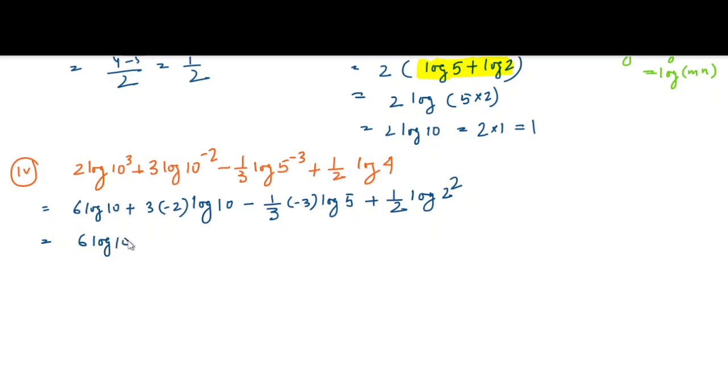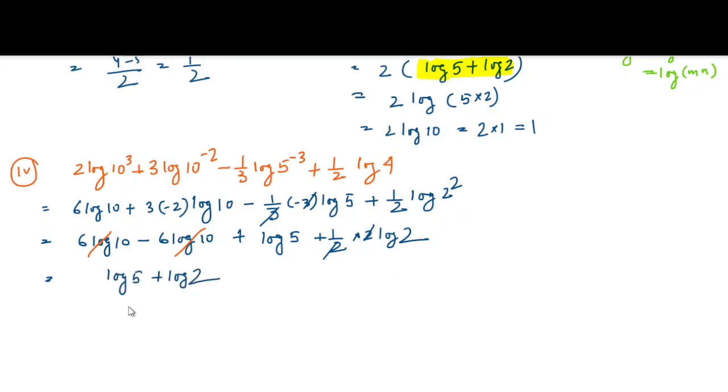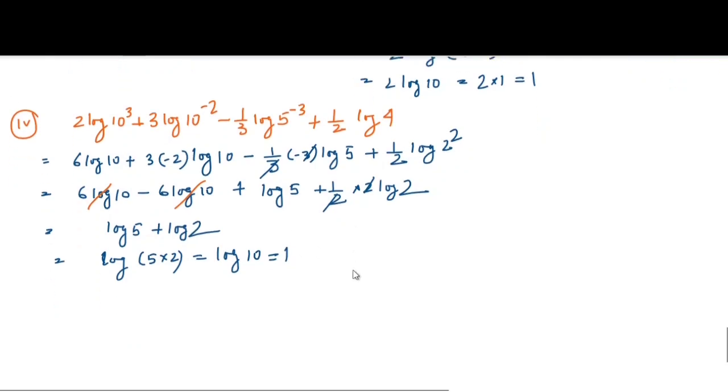So here 6 log 10 minus 6 log 10, these will be cancelled out, plus log 5, because minus and minus give plus, and plus half into 2 log 2. These 2 again cancel out. You can see these 2 terms will be cancelled, omitted, because plus and minus, and here we will write log 5 plus log 2. The same formula as before will apply here, so log 5 into 2 equals log 10, and this equals 1. So this is the final answer we have.